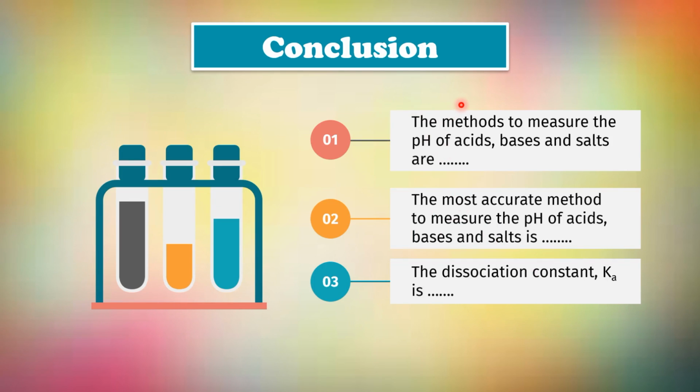As for the conclusion, you can write like this. The methods to measure the pH of acids, bases and salts are, so what are the methods? The most accurate method to measure the pH of acids, bases and salts is, choose one method. The dissociation constant Ka, write the value that you have calculated in the calculation. Okay, that's all.